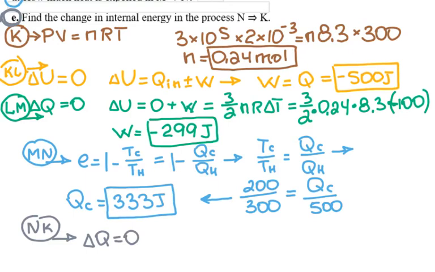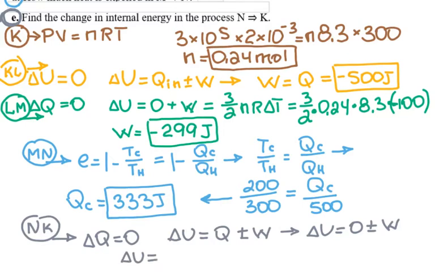And from the first law of thermodynamics, I have delta U is equal to Q plus minus the work done on the system. And that gives me delta U is equal to 0 plus minus the work. So if I'm calculating the change of internal energy, which is the same as work, the change of internal energy is equal to 3/2 n R delta T.